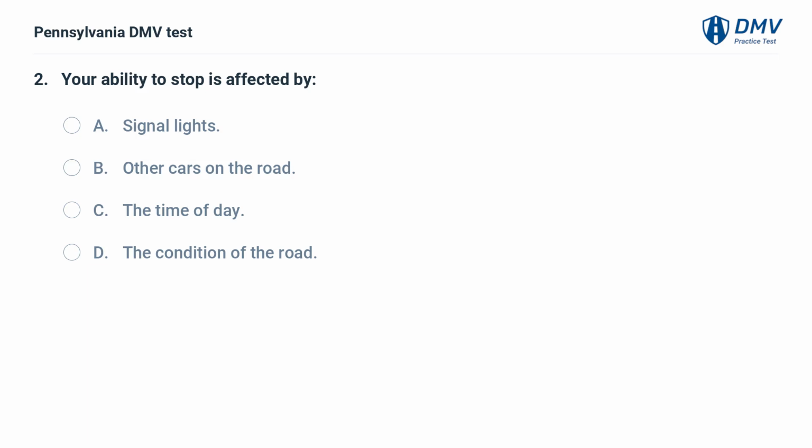Your ability to stop is affected by A. Signal lights. B. Other cars on the road. C. The time of day. D. The condition of the road.